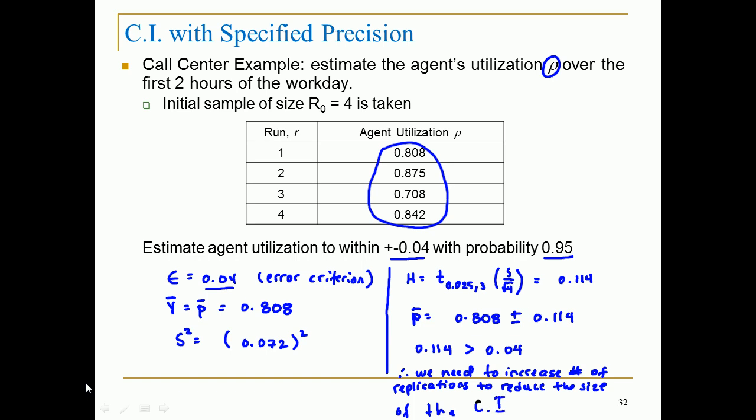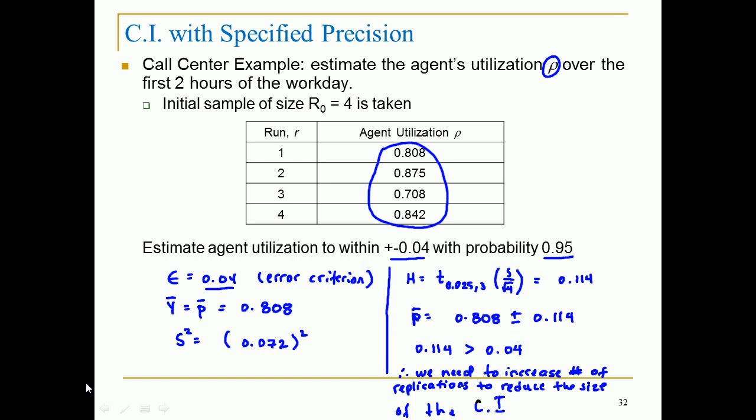Okay, so it's clear what we're trying to do. We have a specified error or condition for our half width. We want our mean to be within this 0.04, but the current confidence interval is too large. The only way to reduce the size of the confidence interval is by increasing the number of replications you're using. So you want to collect more information. The more information you have, the better estimate you're going to have, and that will help you reduce the size of your confidence interval. But the question now is, how many replications do we need to add to our experiment?